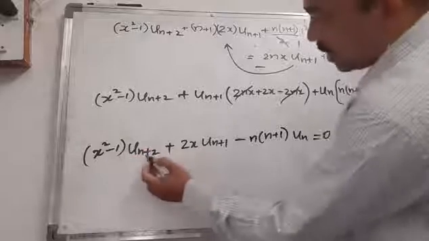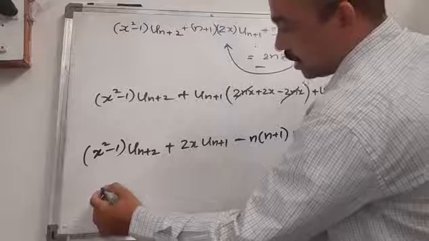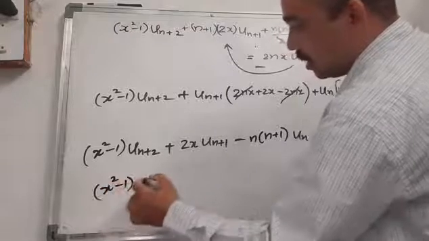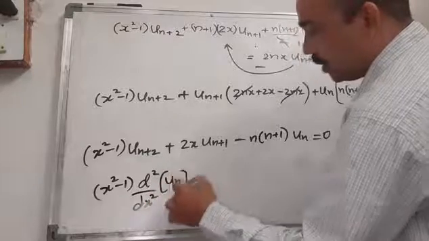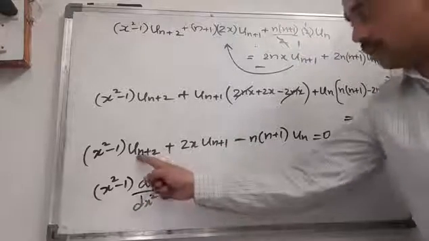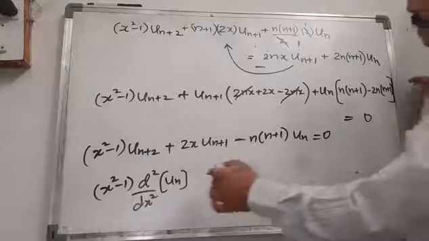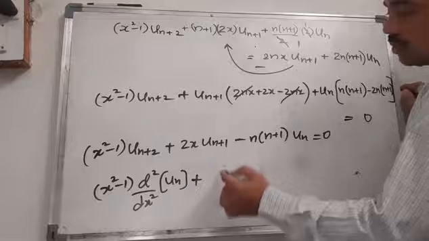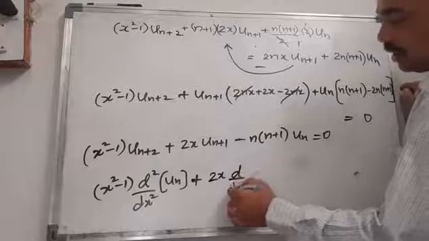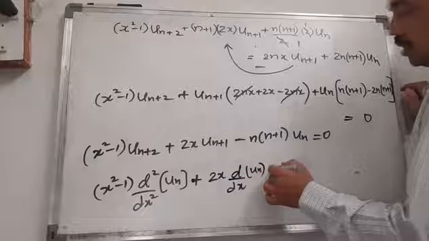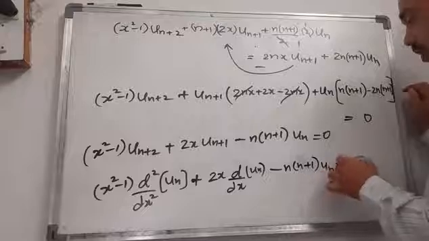Now we can write this one as n plus 2 means nth derivative plus second derivative. So we can split this one like this: (x square minus 1) d square by dx square of un. The (n plus 2)th derivative can be written as second derivative plus nth derivative. Plus this one we can also rewrite: 2x into d by dx of un, minus n into (n plus 1) un is equal to 0.